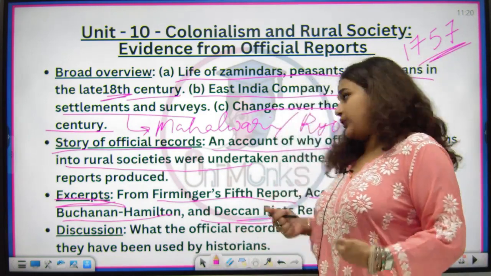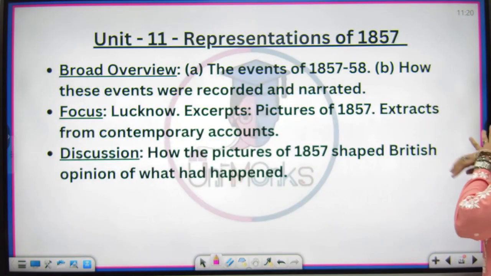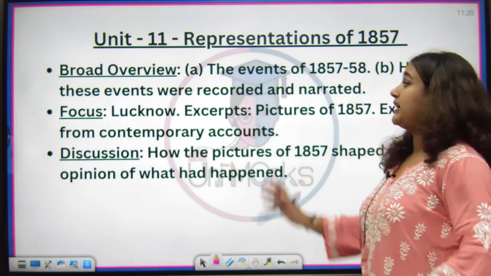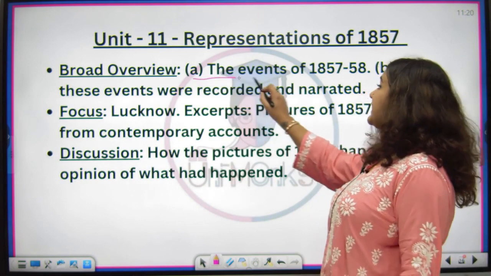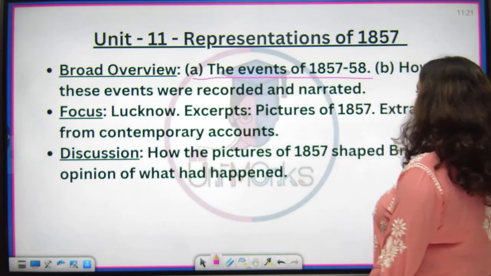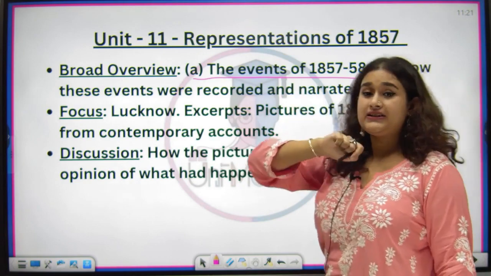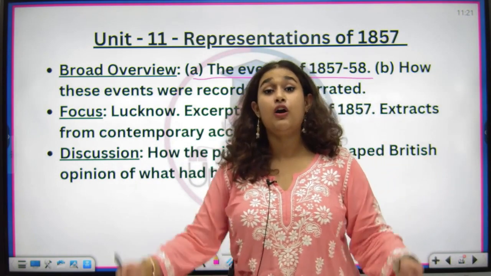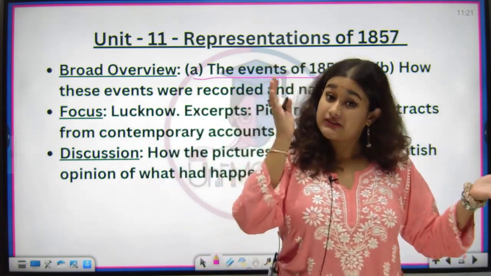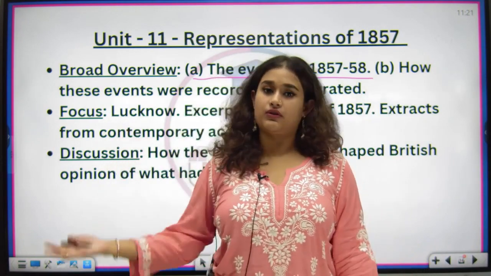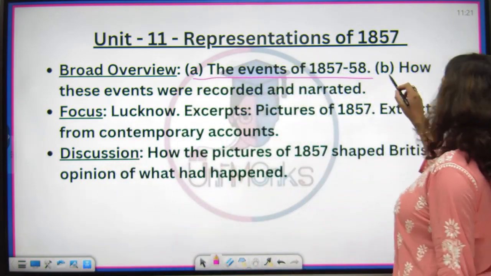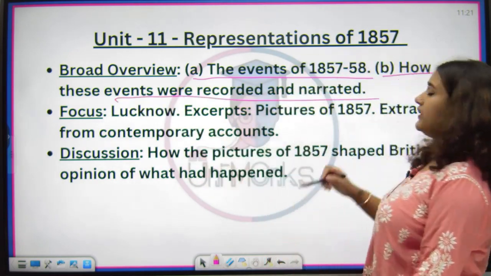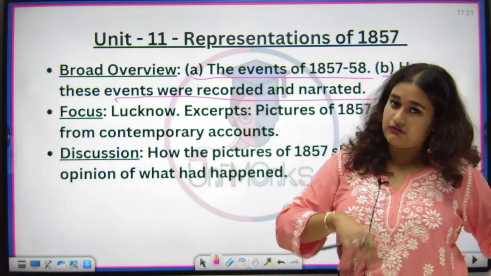All right. Now, unit number 11, representations of 1857. 2 things that you're going to understand broadly in this chapter are, number 1, the events of 1857 and 58. Now, in this, the events are starting from before the revolt of 1857. What led to the revolt of 1857, then what happened after the revolt of 1857. Number 2, the thing you're going to understand is how these events were recorded and narrated, from the Indians' point of view and from the British point of view.